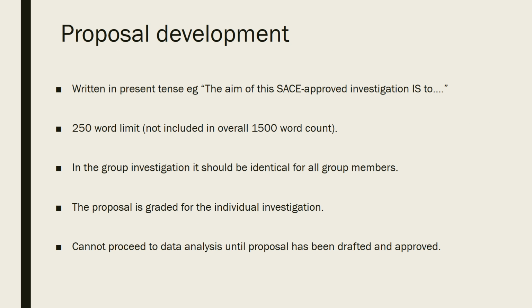Once you've determined your research question, it's time to start writing your proposal. Your proposal should be between 200 to 250 words, and it's not included in the overall word count. Because the proposal has theoretically been written before we've conducted the research, it's written in present tense. So, for example, the aim of this SACE approved investigation is to.